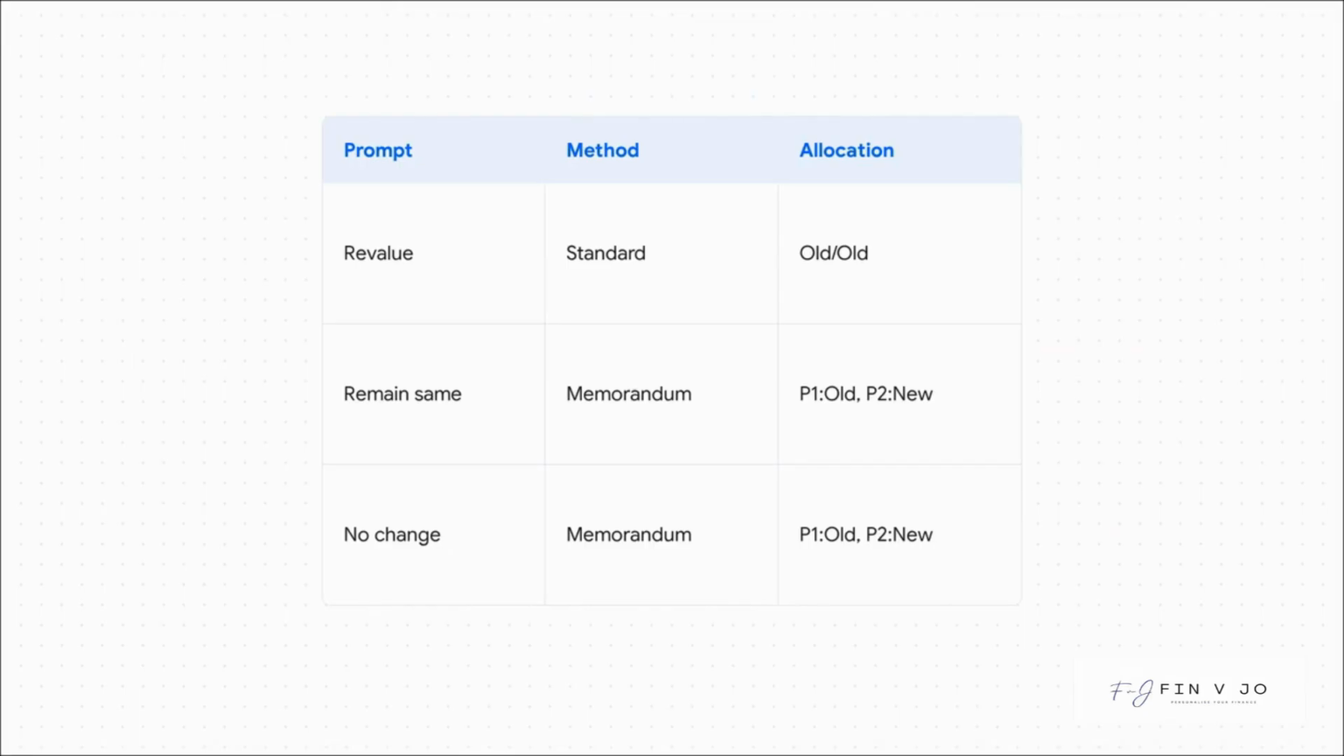Let's treat this like a mini case study to practice decoding the exam prompt wording. If the prompt simply says revalue assets and reassess liabilities, easy, you use the standard revaluation account, old partners, old ratio. But if the prompt uses phrases like values of assets and liabilities remain the same, or book values should not change, that is your trigger. You must use the memorandum revaluation account and apply that two-part allocation rule.